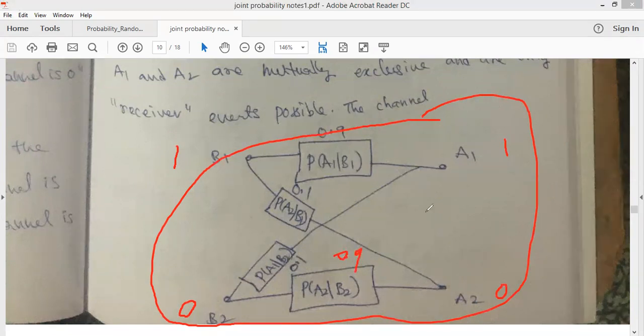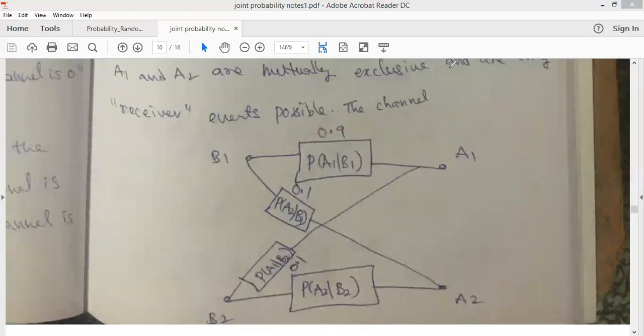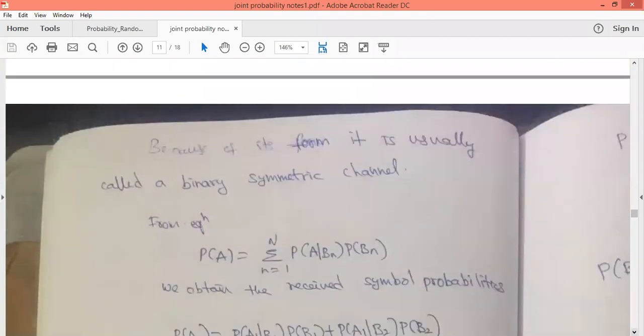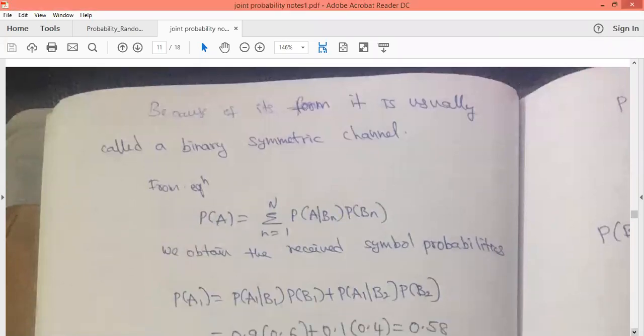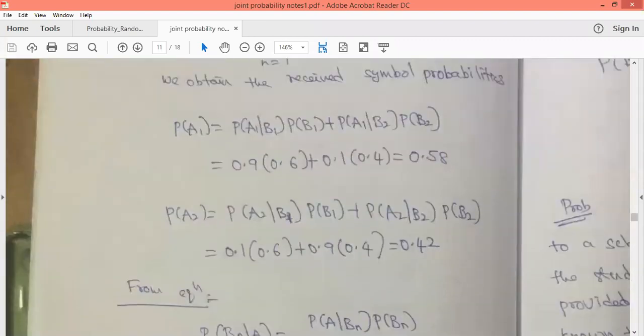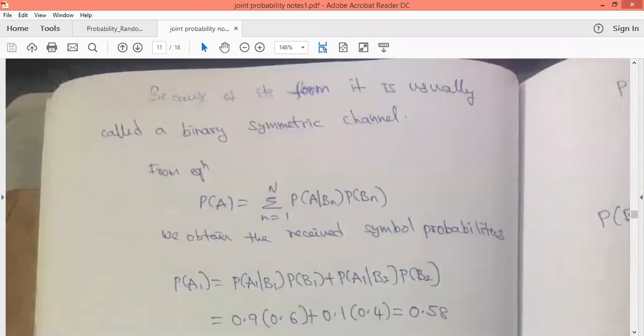Okay. So this is the transmission channel. It is given. Now, our problem here is to obtain the probability of correct transmission and the probability of error transmission. To obtain these, we will be using total probability and Bayes theorem.